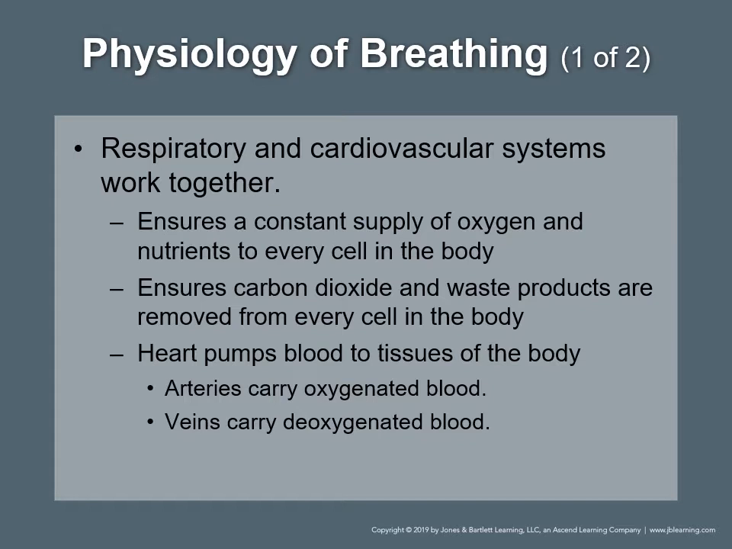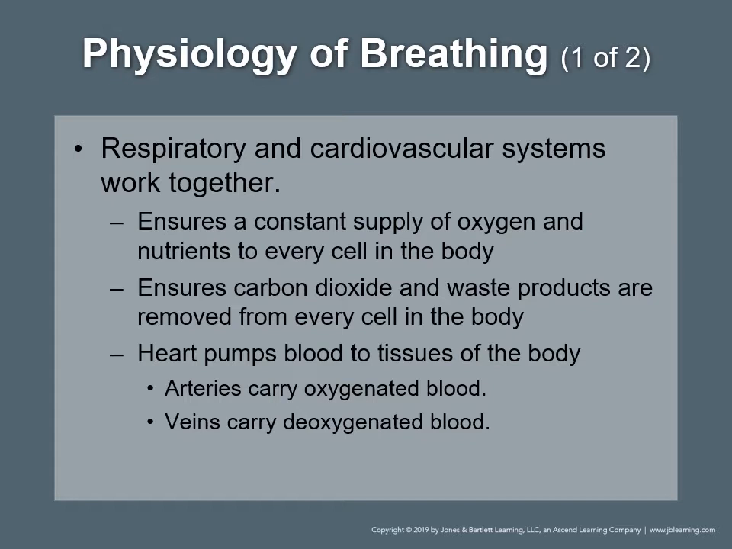The heart pumps blood to the tissues of the body through a series of arteries and veins. Arteries carry oxygenated blood away from the heart and branch into arterioles and capillaries. Oxygen and nutrients leave the capillaries and enter the cells. Waste products diffuse from the cells back into the blood of the capillaries. All veins, except the pulmonary vein, carry deoxygenated blood to the heart. Deoxygenated blood enters the right side of the heart through the right atrium.